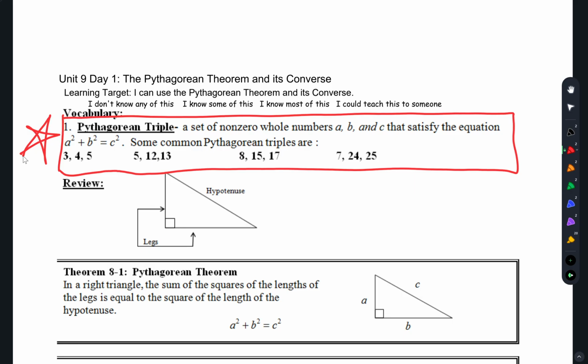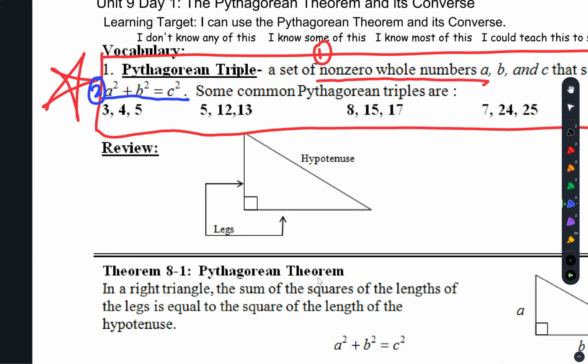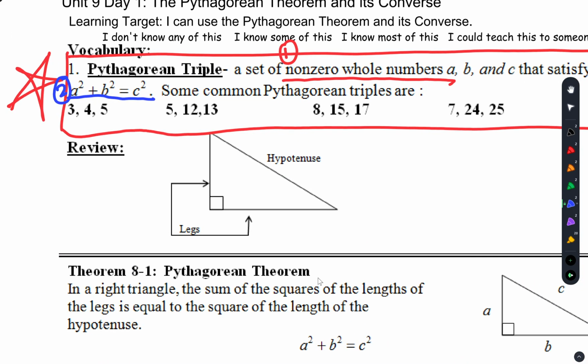A Pythagorean triple follows two requirements. The first requirement is that it is a non-zero whole number. And then the second requirement is that it satisfies the equation a squared plus b squared equals c squared. Some examples of Pythagorean triples that are common are 3, 4, 5; 5, 12, 13; 8, 15, 17; and 7, 24, 25.